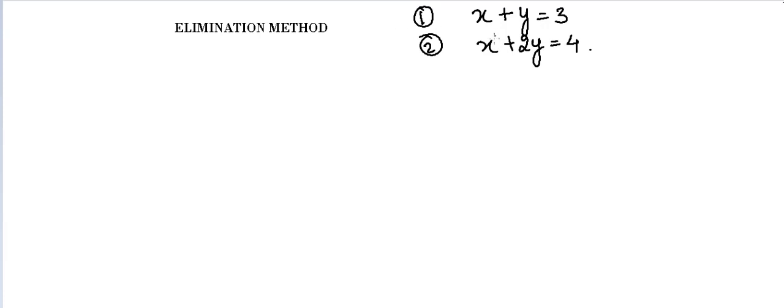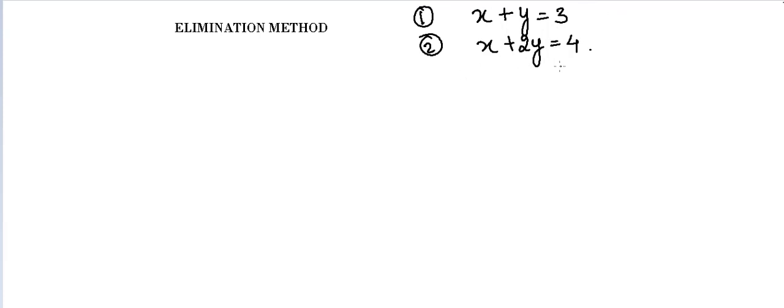Now next we will see the elimination method. So what is the elimination method? In the elimination method, we just eliminate any one variable to get the value of the other variable. I am taking the same example here also, which I will solve with all three methods. So our first equation was x plus y is 3, and my second equation was x plus 2y is 4. In this elimination method, you have to eliminate any one variable.